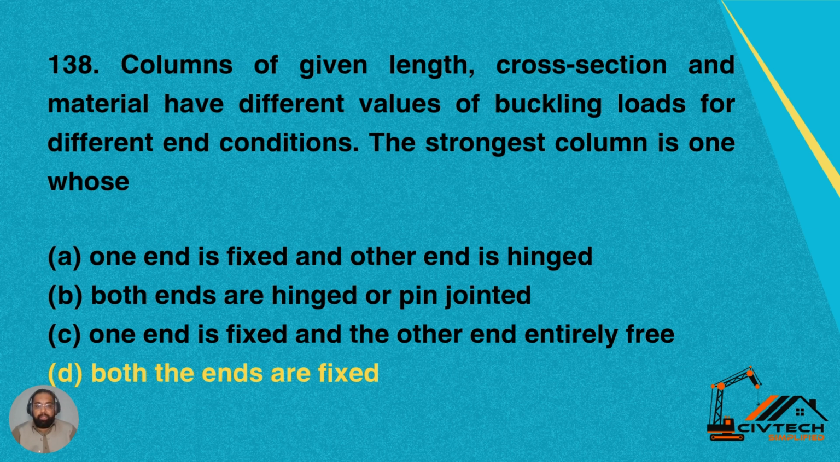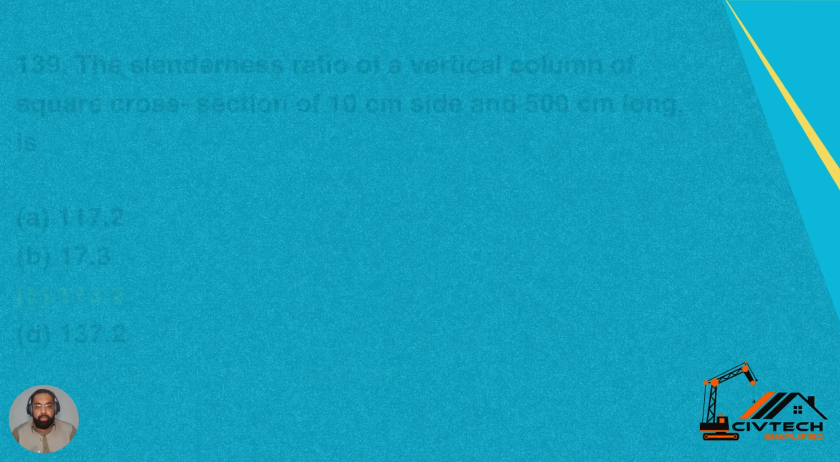138. Columns of a given length, cross-section, and material have different values of buckling loads for different end conditions. The strongest column is one whose: option A, one end is fixed and other end is hinged; option B, both ends are hinged or pin jointed; option C, one end is fixed and other end entirely free; option D, both the ends are fixed. So D is the correct answer.